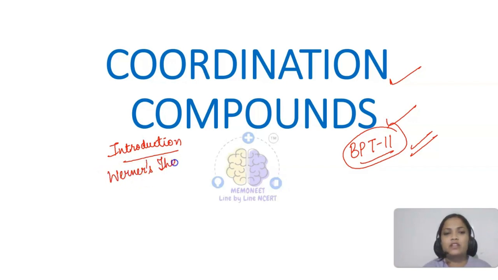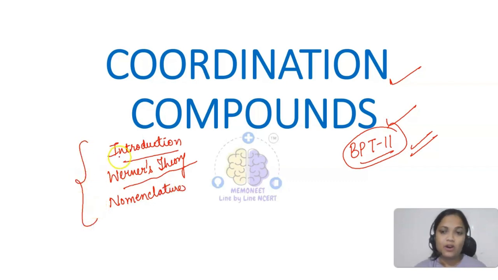That's a very short theory. Werner's theory we will be talking about, and then we will be talking about the nomenclature, that is, how to name the coordination compounds, just like we name organic compounds, carbon compounds, we will be naming the coordination compounds as well. So these are the topics that I am going to take in today's lecture, so stay till the end, because at the end we will be learning about the nomenclature, which is very important.